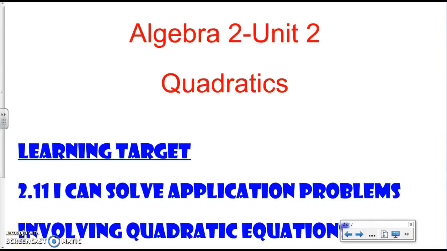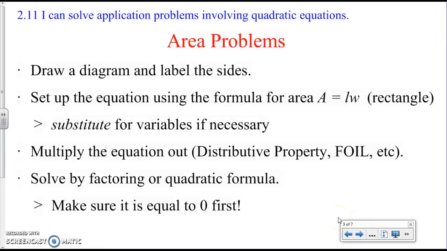Okay, in the last lesson we talked about applications of quadratic equations, focusing on projectile motion problems. Today we are going to continue with more applications and we're going to look at area problems. I will tell you that these are interesting because I don't feel like they're extremely realistic, but they get the practice that you need, so we're going to do some of them.